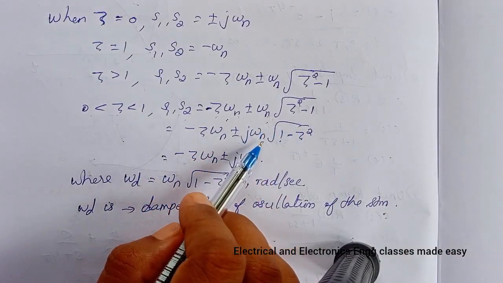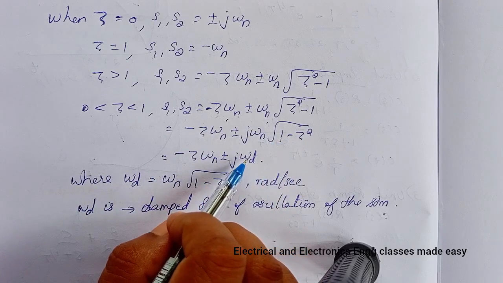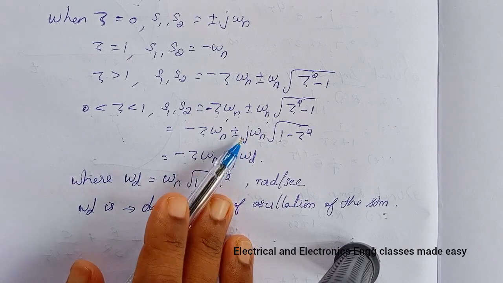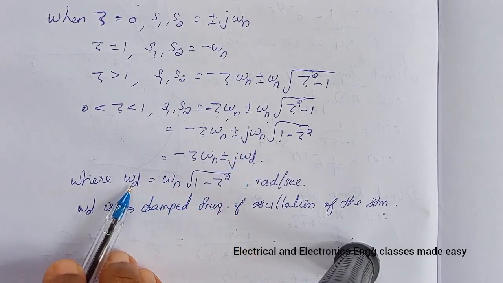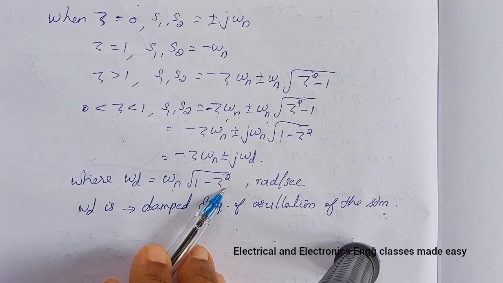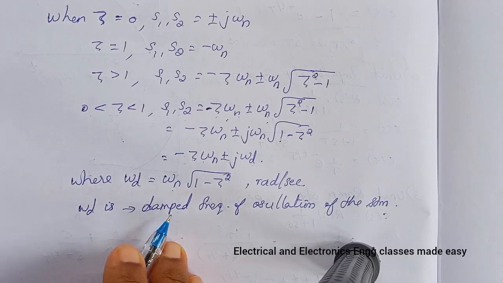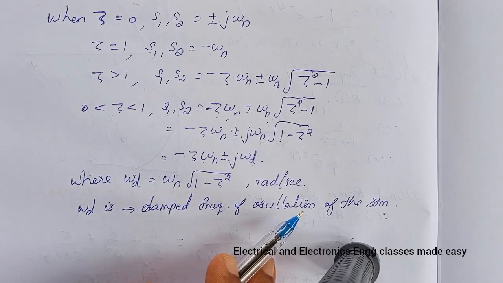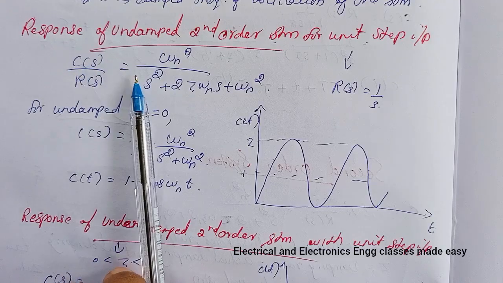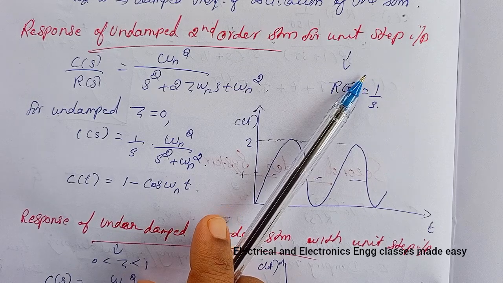And this, that is omega n into square root of 1 minus zeta square, is omega d. So we get minus zeta omega n plus or minus j omega d, where omega d is omega n into square root of 1 minus zeta square. The unit is radian per second, where omega d is the damped frequency of oscillation of the system. Next is the response of undamped second order system for unit step input.